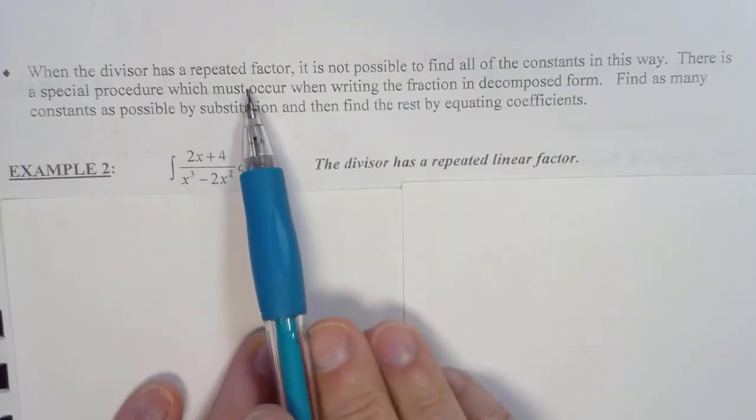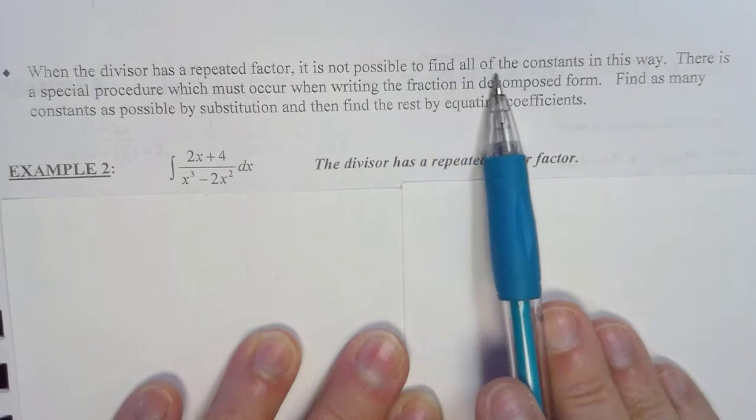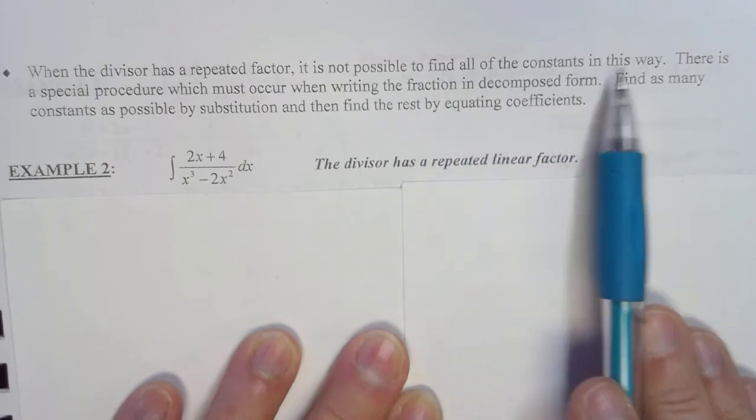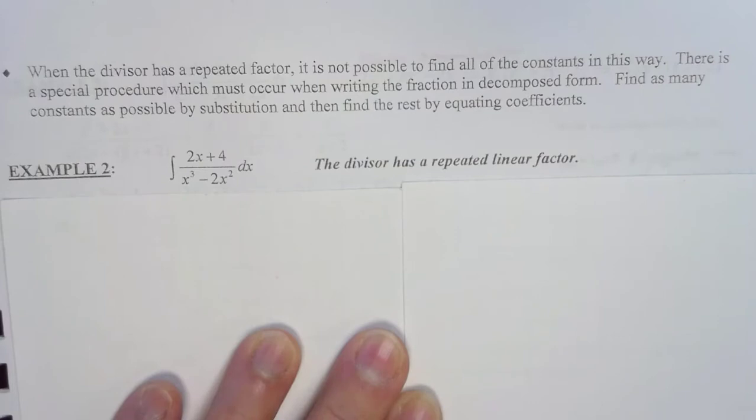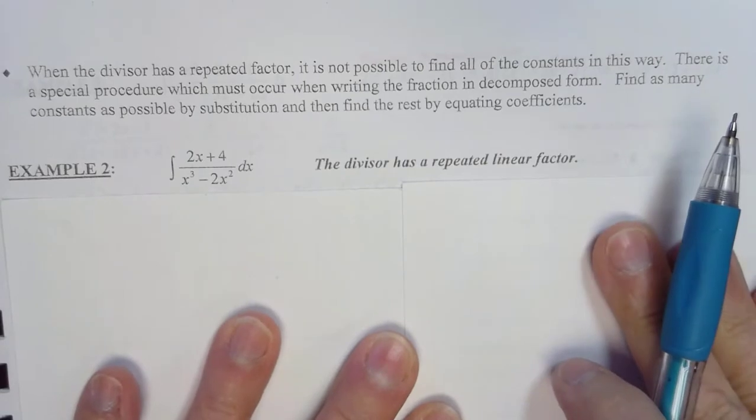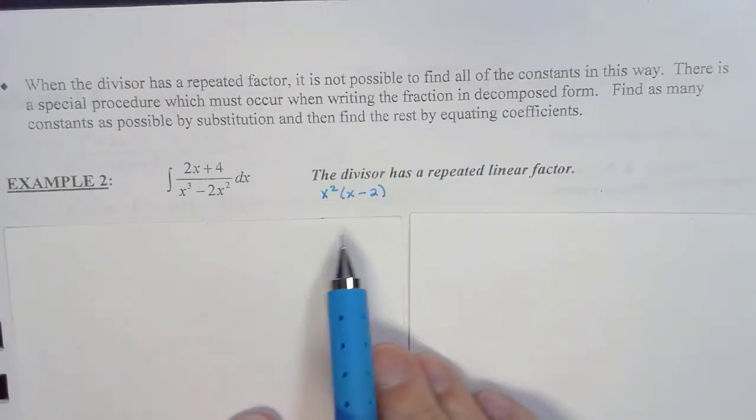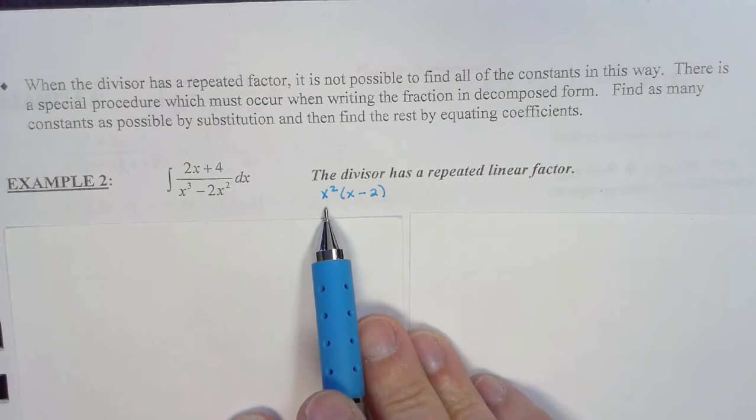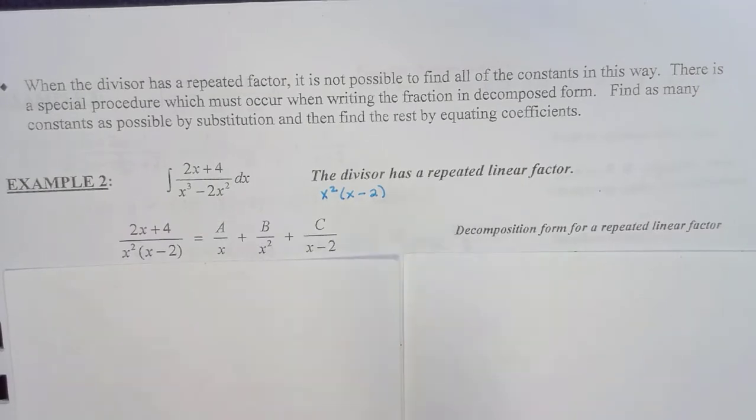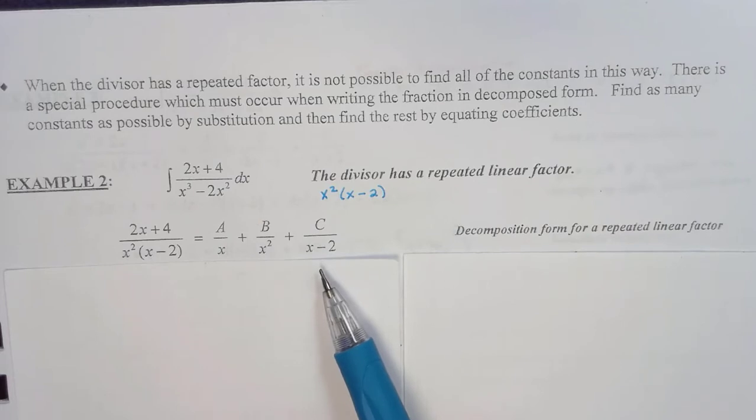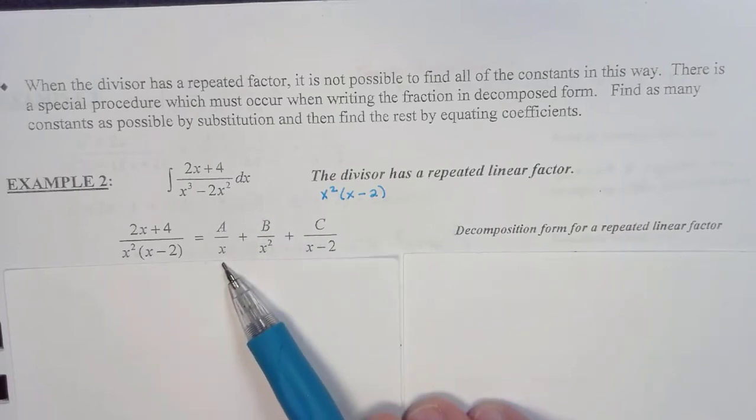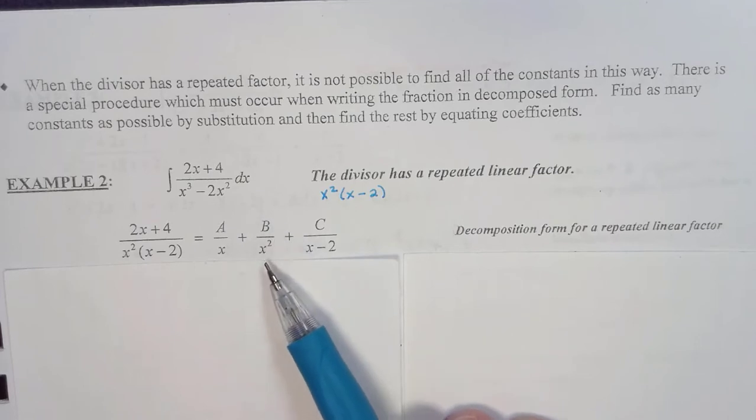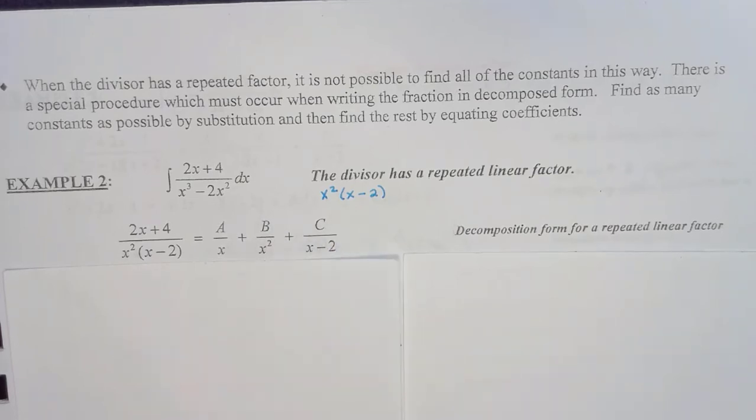When the divisor has a repeated factor, it is not possible to find all of the constants in that way that we just did. There is a special procedure which must occur when writing the fraction in decomposed form. So find as many constants as possible by substitution and then find the rest by equating coefficients. When we factor the denominator, we have a repeated linear factor. So my setup becomes slightly different. I have a over x plus b over x squared plus c over x minus 2.